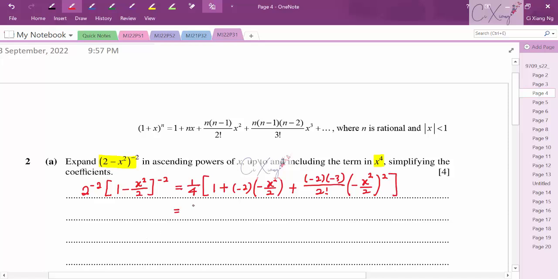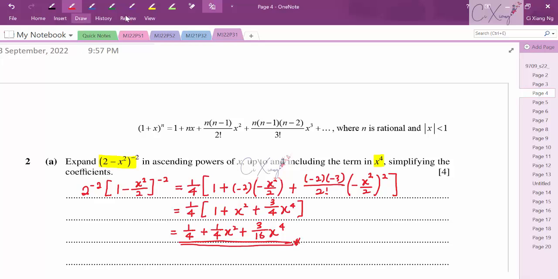Alright, so now by simplifying all the terms into numbers, I'm having 1, then plus x squared plus 3 over 4 x power 4. Of course I multiply in the 1 over 4, and the terms that I get are 1 over 4 plus 1 over 4 x squared plus 3 over 16 x power 4. So basically this is the answer that I get. We just need to expand the first three terms because the third term already includes the x power 4. Alright, so this is what we have for question number 2, part A.